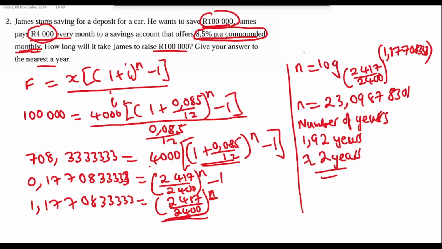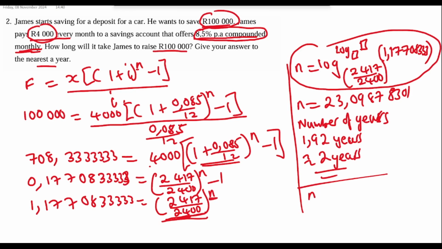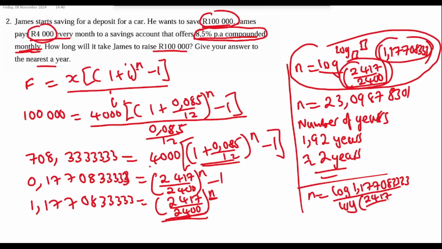Remember, let's say you don't have this function in your calculator. You can say n is equal to log, and the log becomes a numerator: log 1.177083333 over log 2,417 over 2,400. Then you get your answer, which is this.